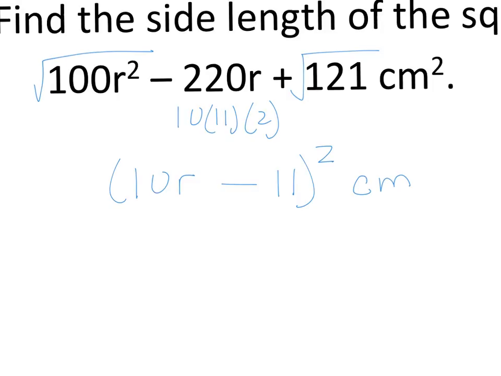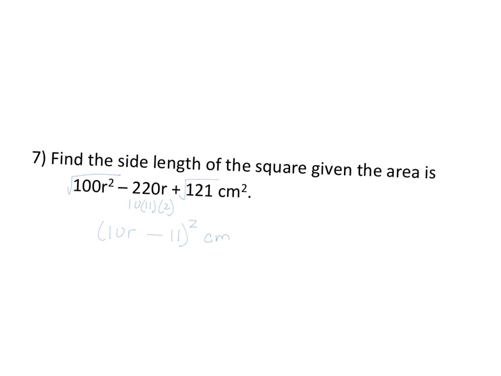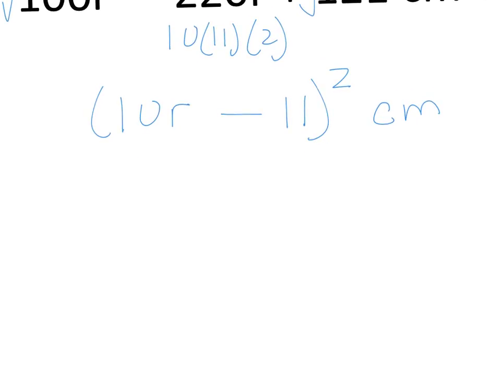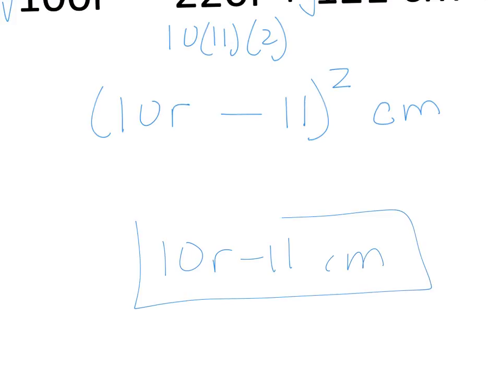And actually, you know what? I probably need to read the question. It says, find the side length. All right, so in reality, I put a square here because there should be 2 of them, but if I'm just finding the actual side length, it's just going to be 10r minus 11 centimeters. There's not actually going to be 2 of them because we know that the sides will be the same. All right, and that concludes notes for 8-7 continued.